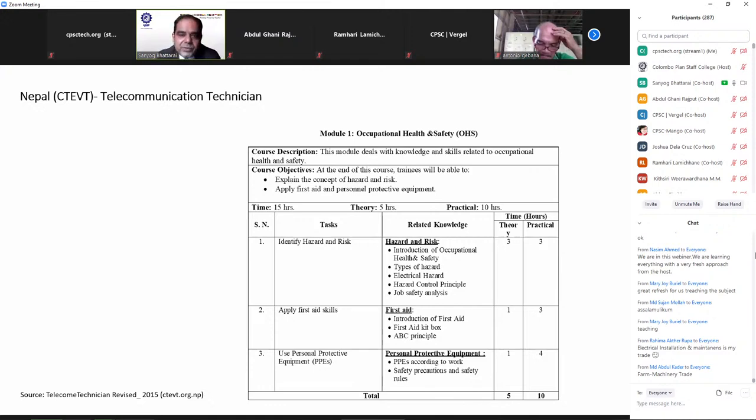Within that telecommunication technician course, a total of 15 hours is allocated: 5 hours of theory and 10 hours of practical. The topics are listed, like identifying hazard and risk. So what is hazard, what is risk? Hazard and risks: theory 3 hours, practical 3 hours. Apply first aid skill, so how to apply first aid: 1 hour of theory, 3 hours of practical. Use PPE, personal protective equipment: theory 1 hour and practical 4 hours. So they have designed the curriculum in this way.